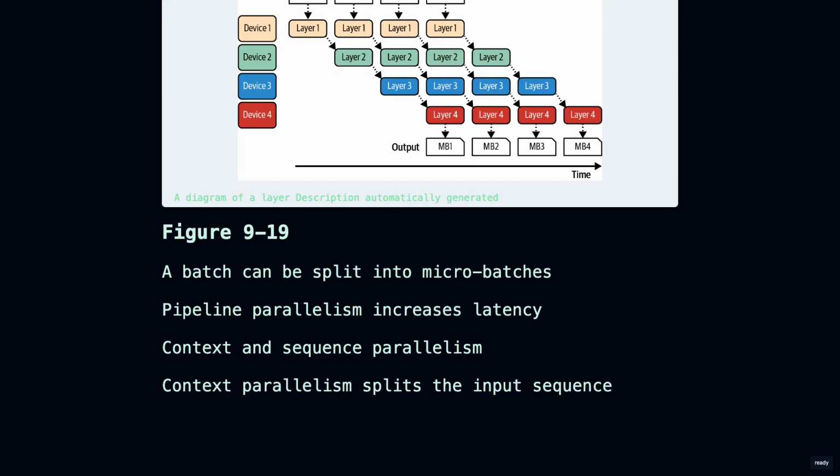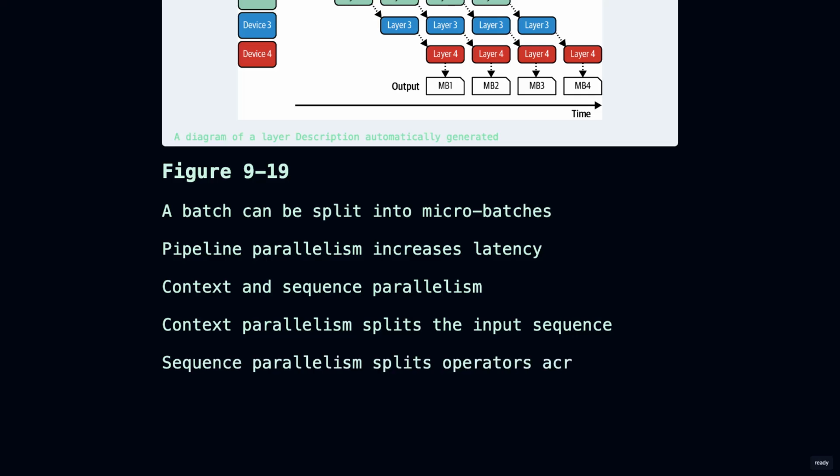In context parallelism, different parts of the input sequence are processed on different devices. That helps when the sequence itself is large enough that it benefits from being divided up. Sequence parallelism goes one step further and splits the needed operations themselves across devices. For long sequences, that can make attention and feed-forward computation more manageable at scale.